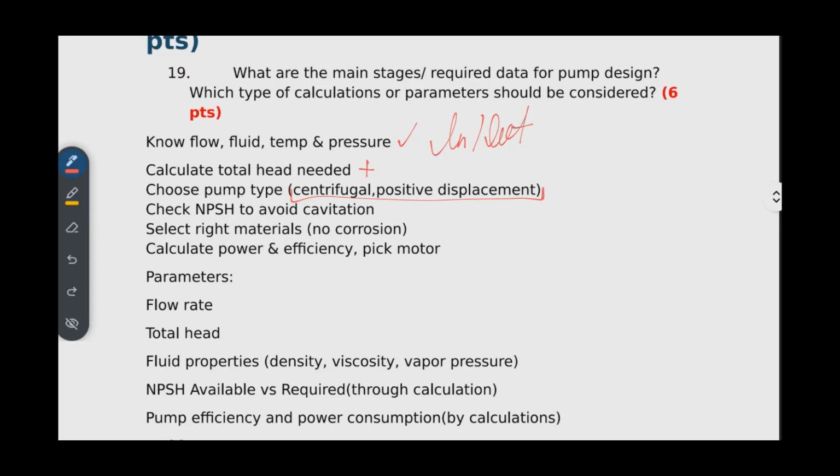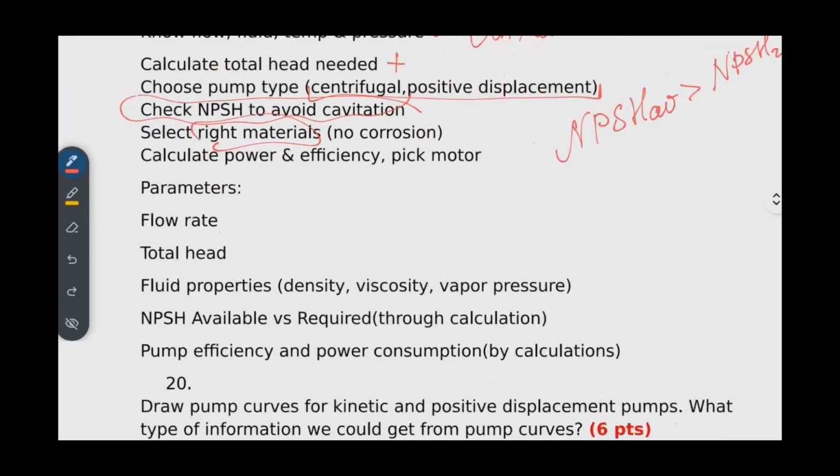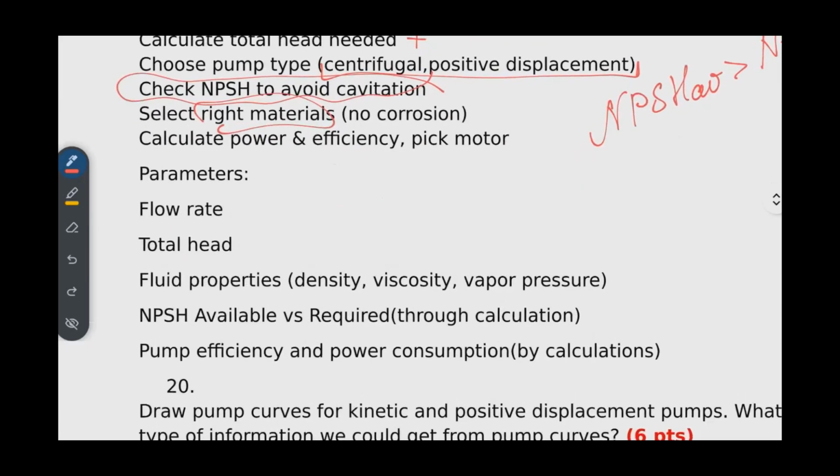Check NPSH to avoid cavitation. Actually, this is the heart of pump design, pump sizing applications, because you need to make sure that your NPSH available will be higher than NPSH required. Select the right materials for the pump, but this is not for the process engineers, I would say. No corrosion. Calculate power, efficiency, pick motor.